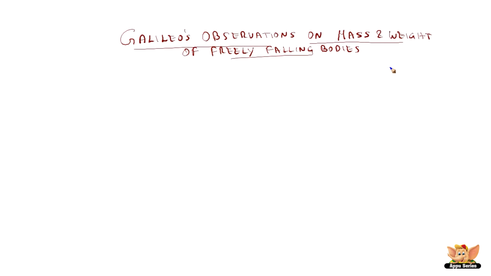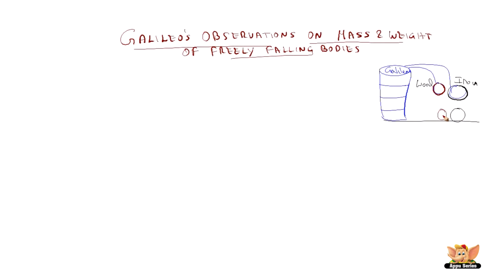When Galileo dropped two objects of different material, different weights and different masses, let us say one is a wooden mass and the other is an iron mass, to his astonishment, he found that both of them fell next to each other. He actually made this observation standing on the Leaning Tower of Pisa, which is in Italy.